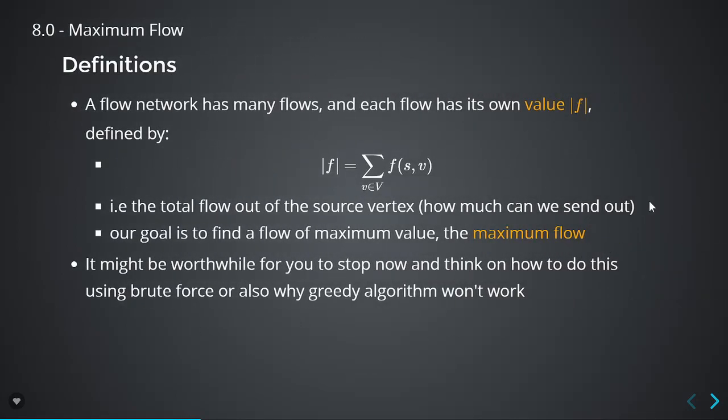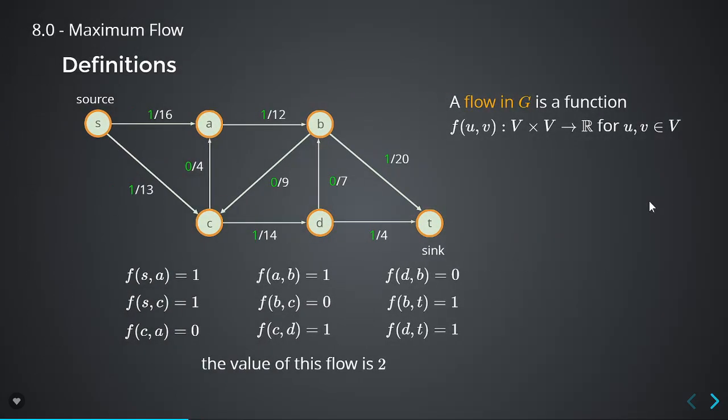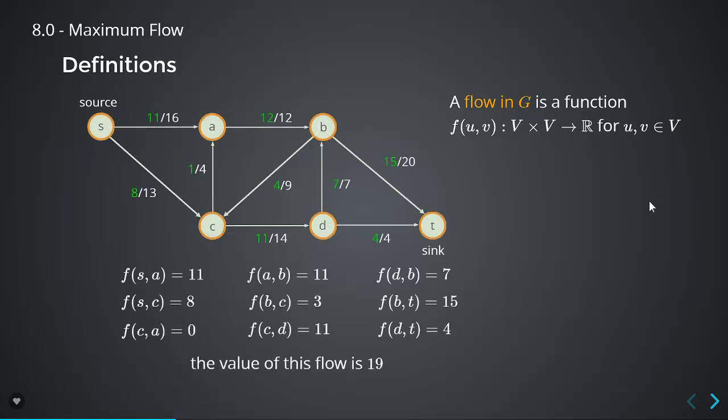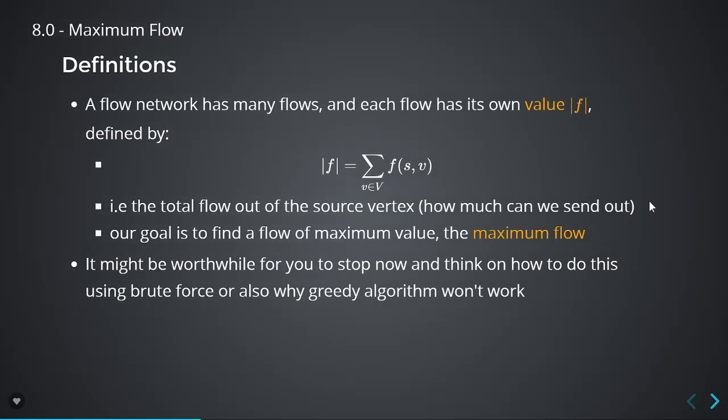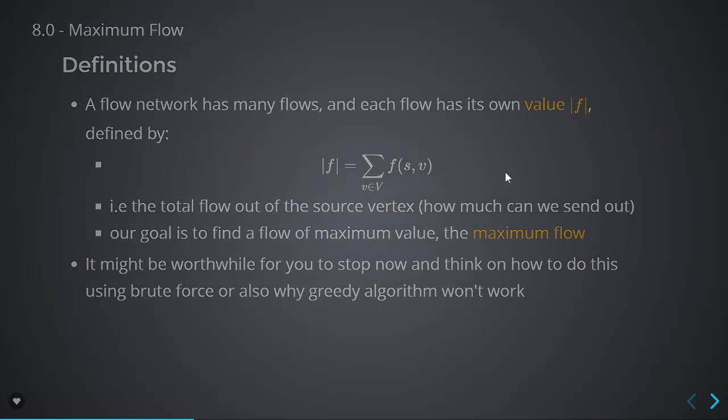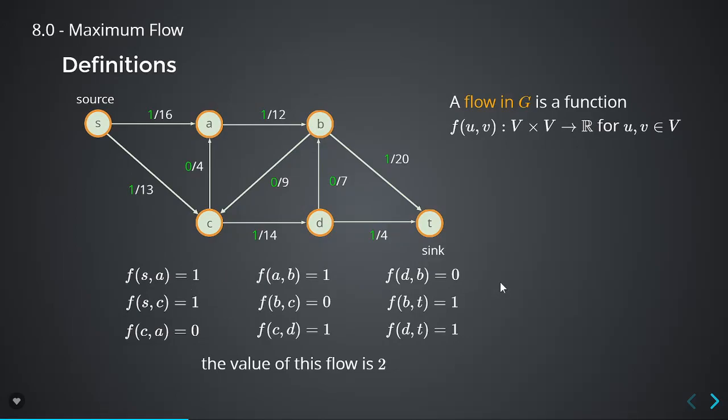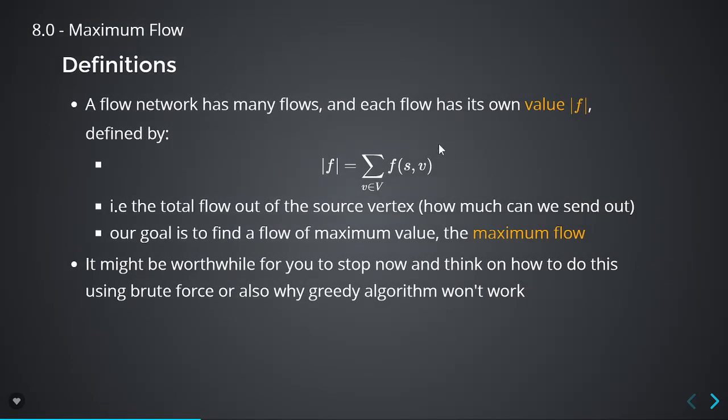Now, as I said, the flow has a value. A flow network can have many flows, and each flow has its own value. So the one here, the flow value is 2. The one before, the value is 19, and you can do better than 19. This is how we define our flow. Basically, you just add up all the edges coming out of the source vertex. Equivalently, you can also count all the edges coming into the sink vertex. But it doesn't really matter.